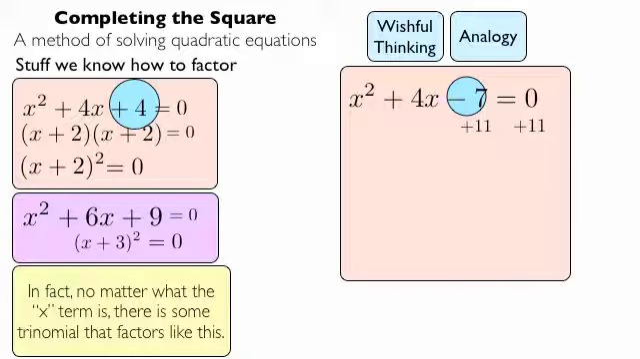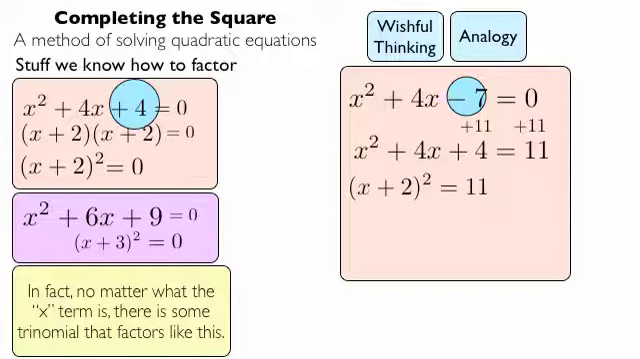So what could we do to make the one on the right more like the one on the left? Well, we can add 11 to both sides of the equation, and then we're left with x squared plus 4x plus 4 is equal to 11. At this point, we know how to factor this. So let's factor the left-hand side. And at this point, when it's a square, we can take the square root of both sides.